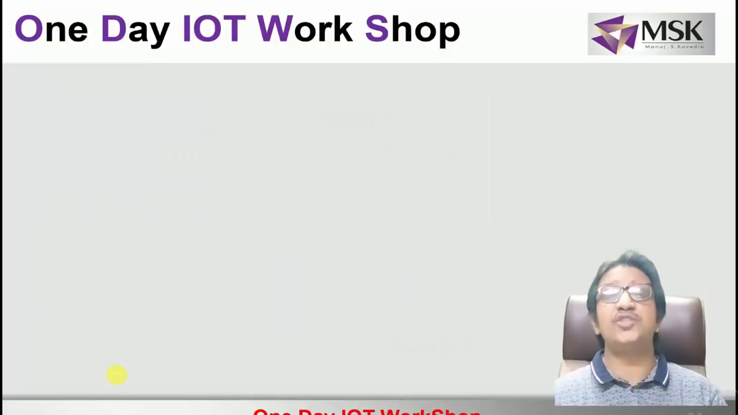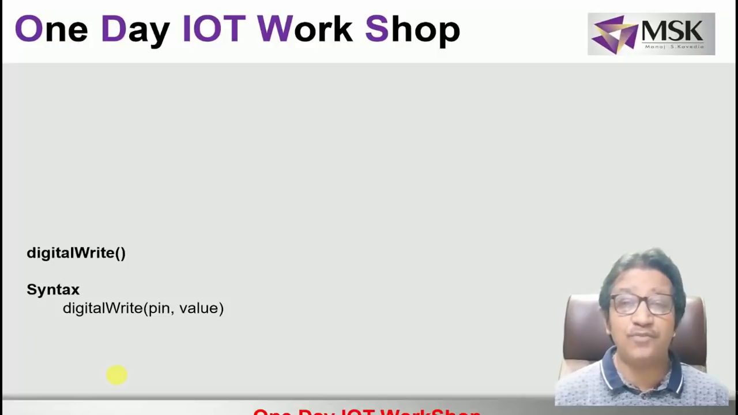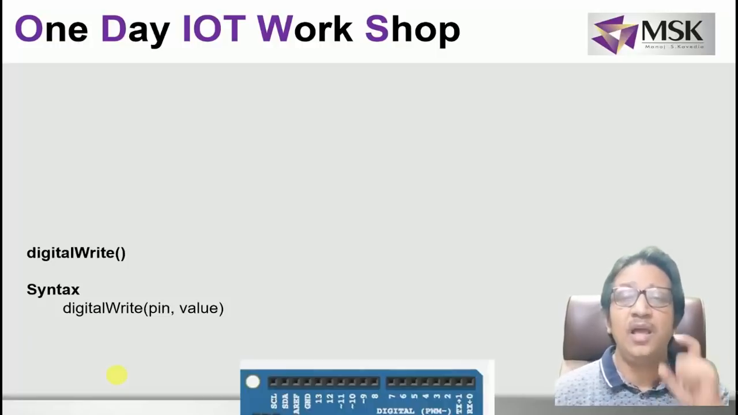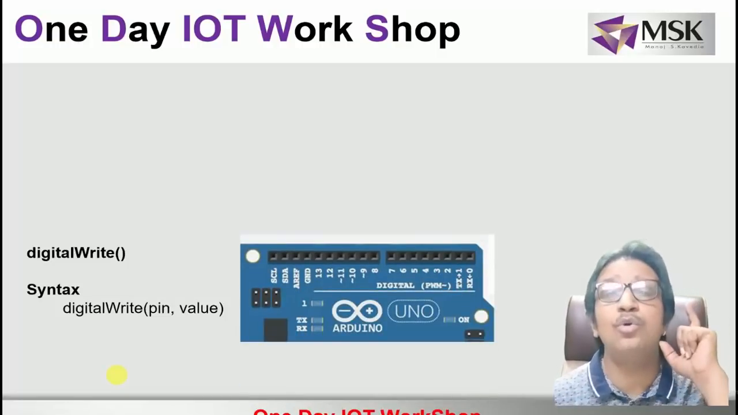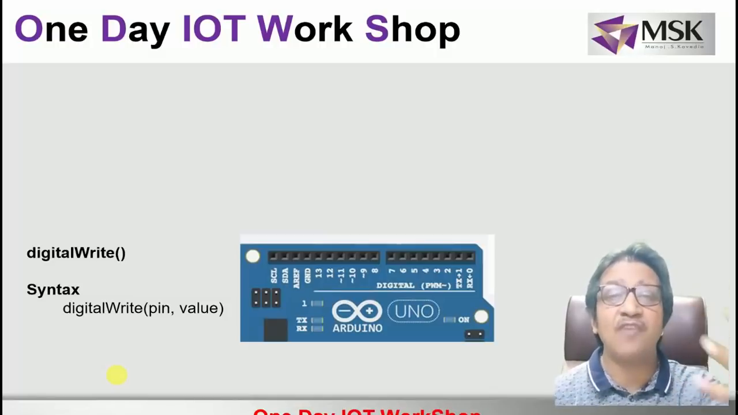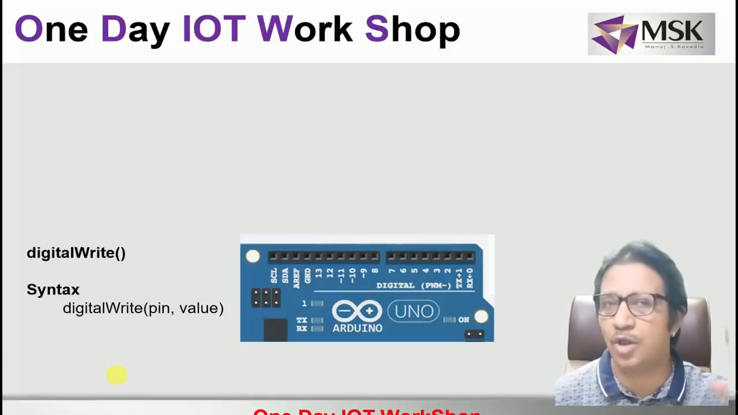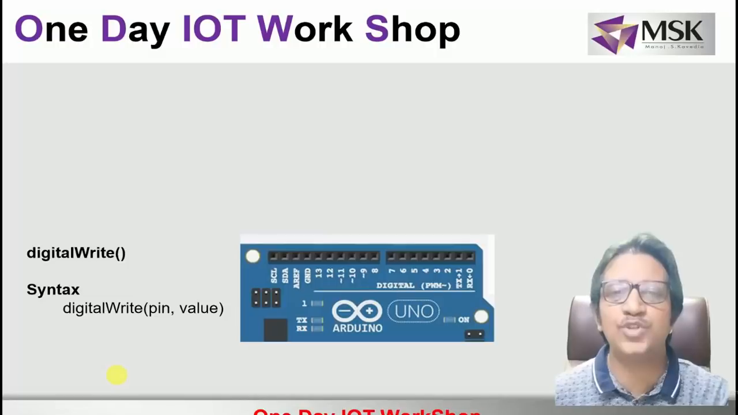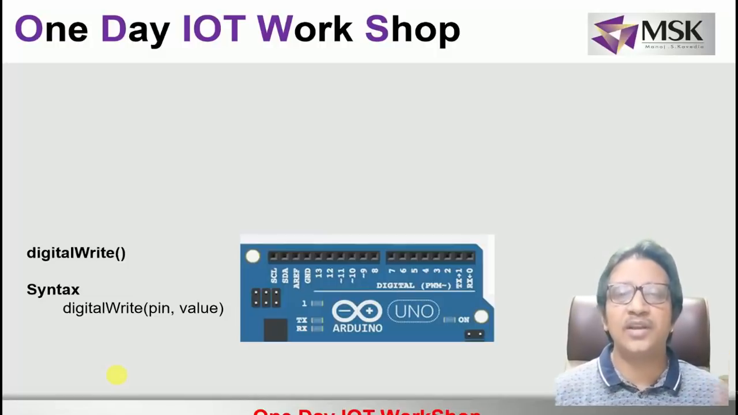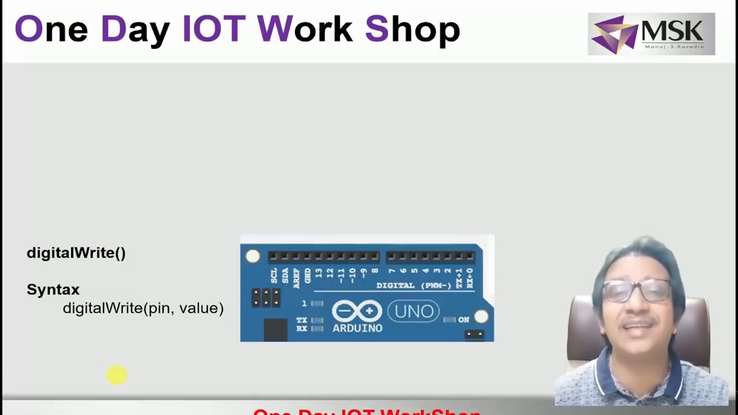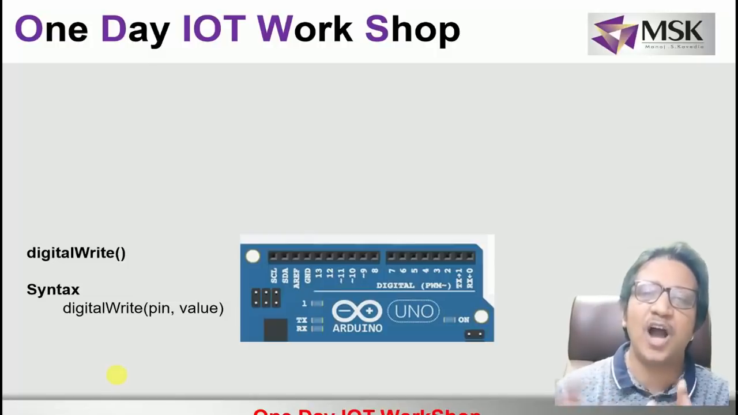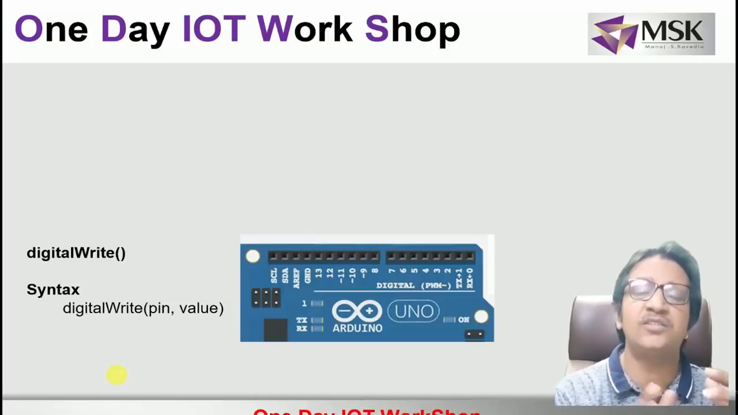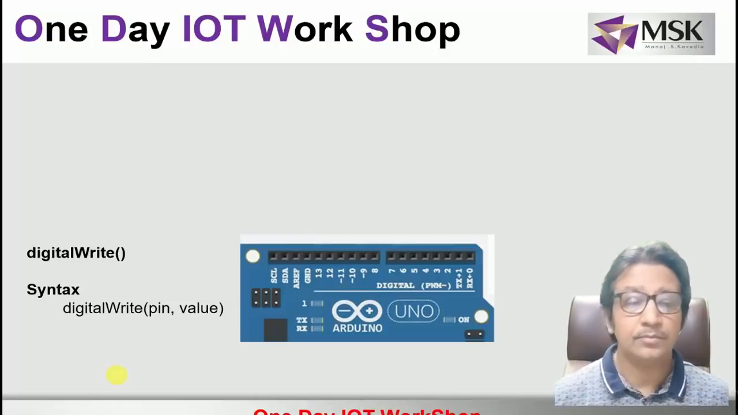Fine. The next function is digitalWrite. I've told you this write function is to write, and always we write the data to output devices and read the data from the input devices. Input devices like sensors and switches will give the data, whereas relays, buzzers, and LEDs will take the data. So giving the output is digitalWrite and taking the input is digitalRead.